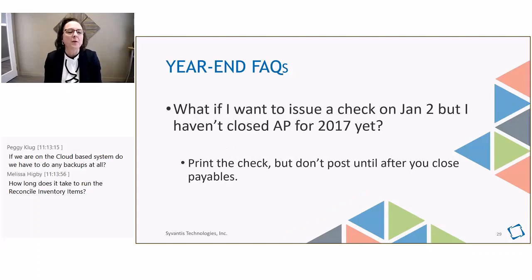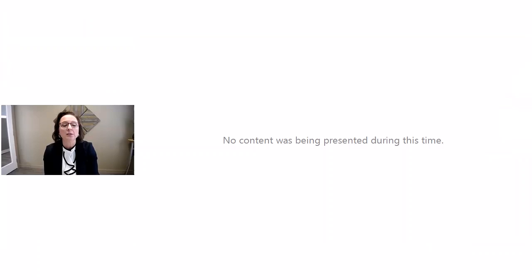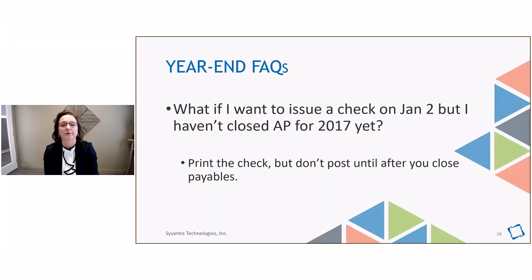What happens if I want to issue a check on January 2nd, but I haven't closed AP yet? Nothing wrong with that. Go ahead, run your select checks, or actually run your manual, whatever you have to do. Run the check transaction, print it out, send the check off. Just don't post that transaction until after you finish close. So you can still do it, you just can't post it.